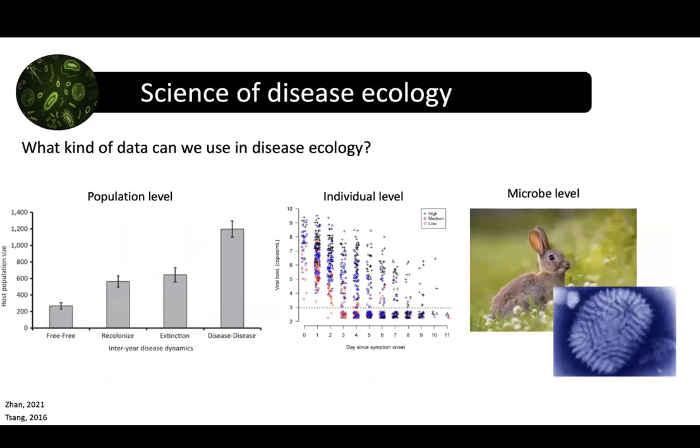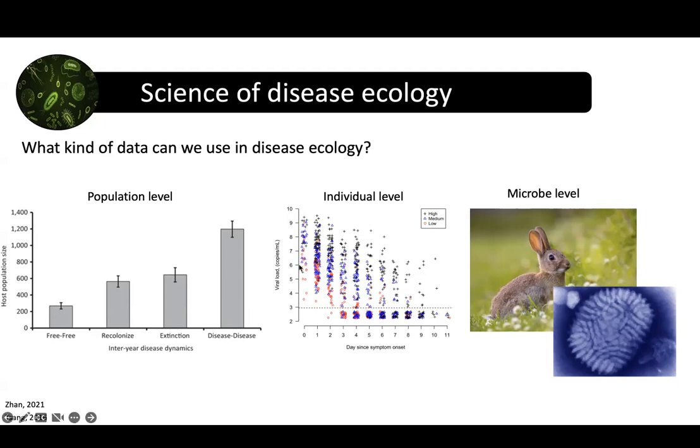And then what kind of data can we use in disease ecology? Just as was shown earlier when discussing ecology generally, the level at which we're studying determines what kind of data we get and what inferences we can make. So on a population level, here's an example where you can say, host populations that were healthy from one year to the next had significantly smaller population sizes than host populations in which disease was constantly present. So by studying disease dynamics, we can possibly make inferences about the size of the population.